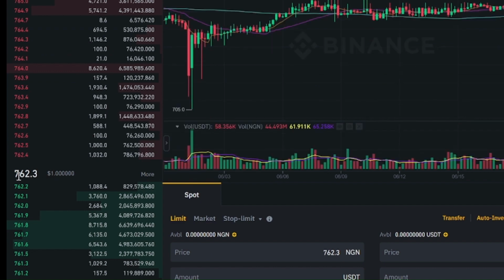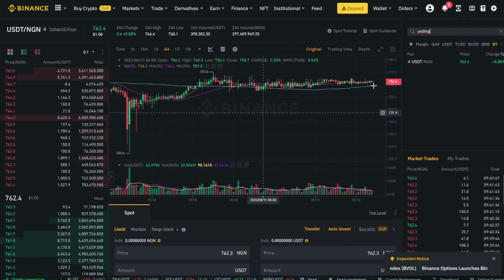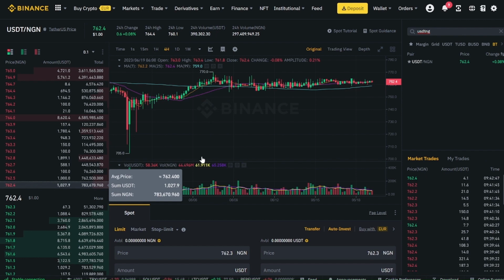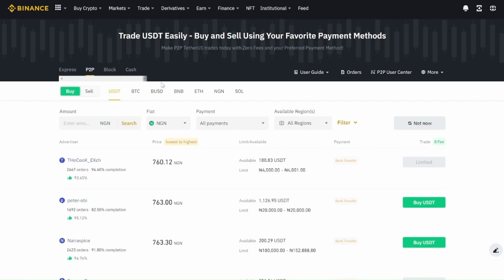As you can see, this price of Naira is trading at 762.30 Naira on Binance Trading View over here. And right here, you remember this price was trading around 703. So right here, I will just need to go back, come to this P2P. So right here, this is where these things come in.